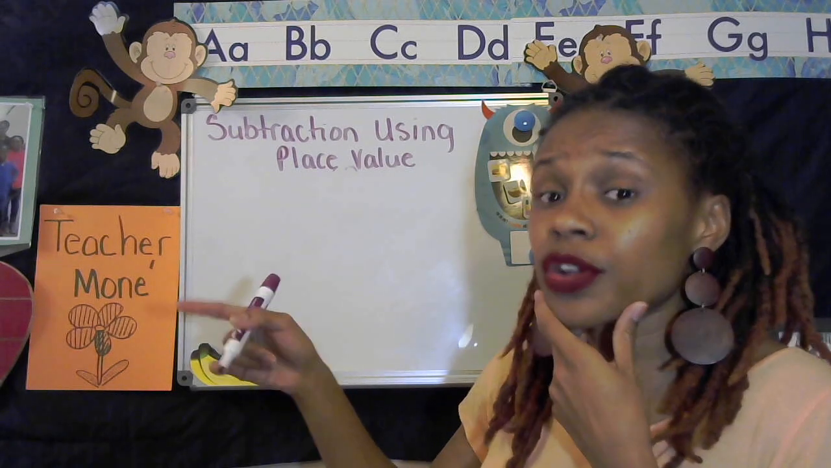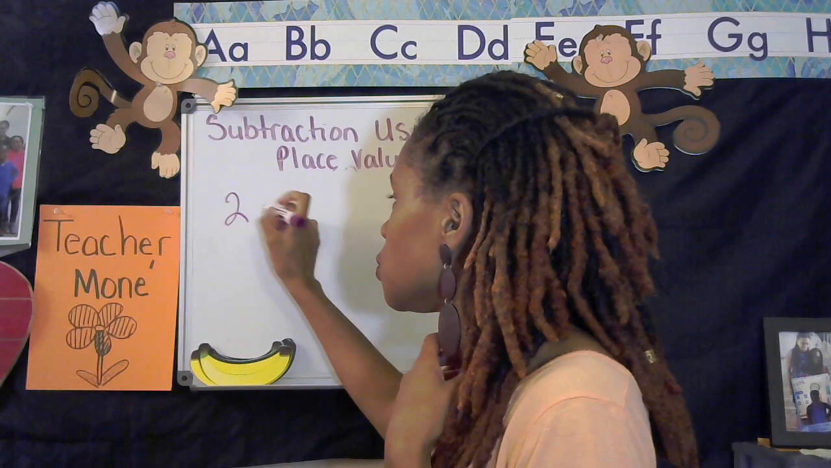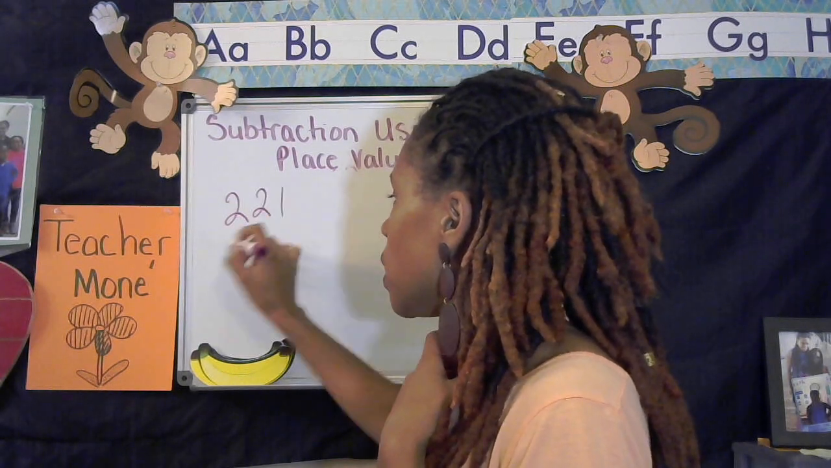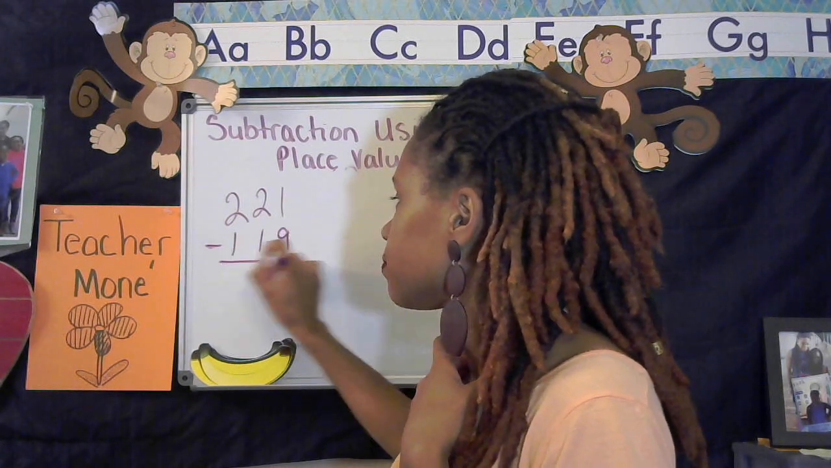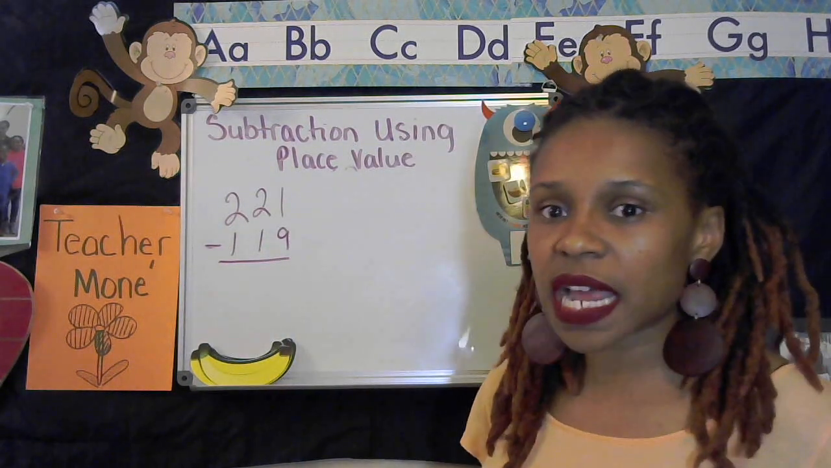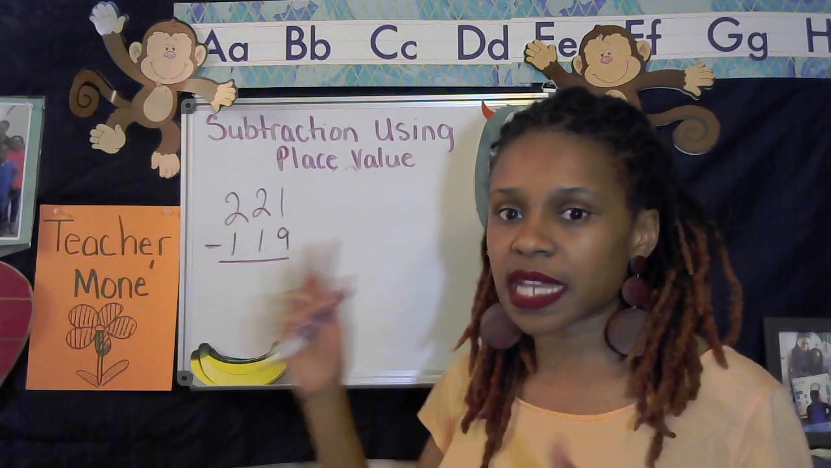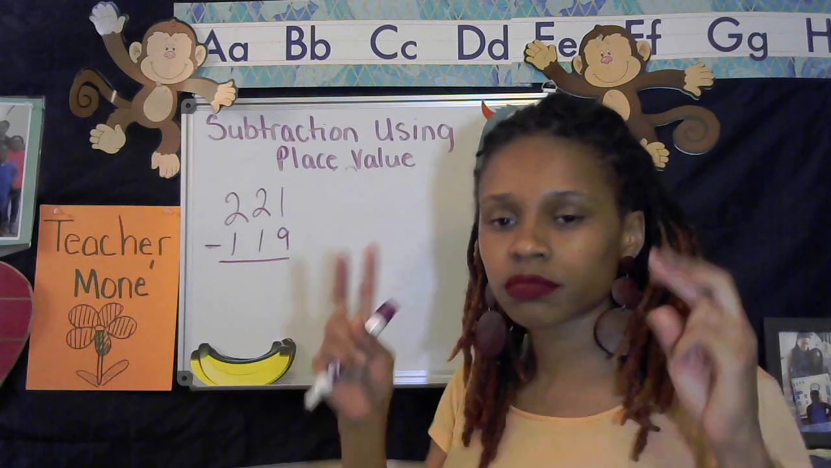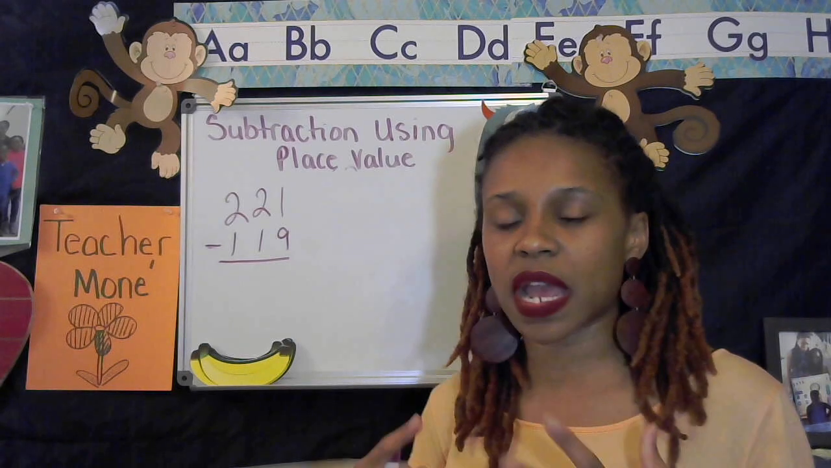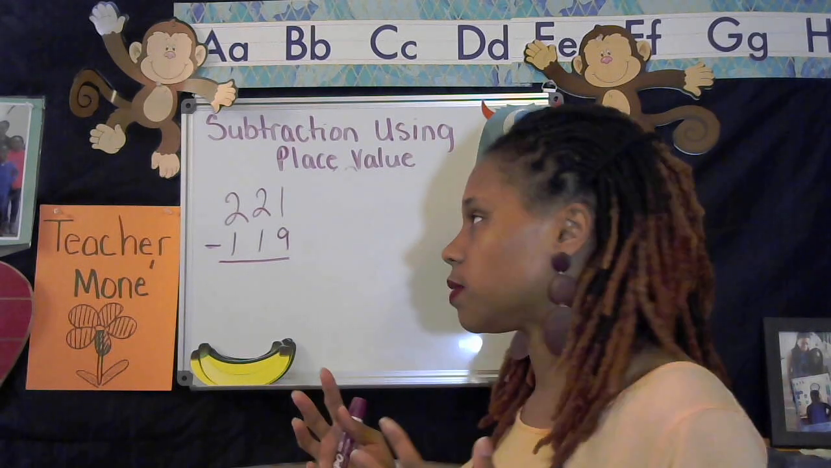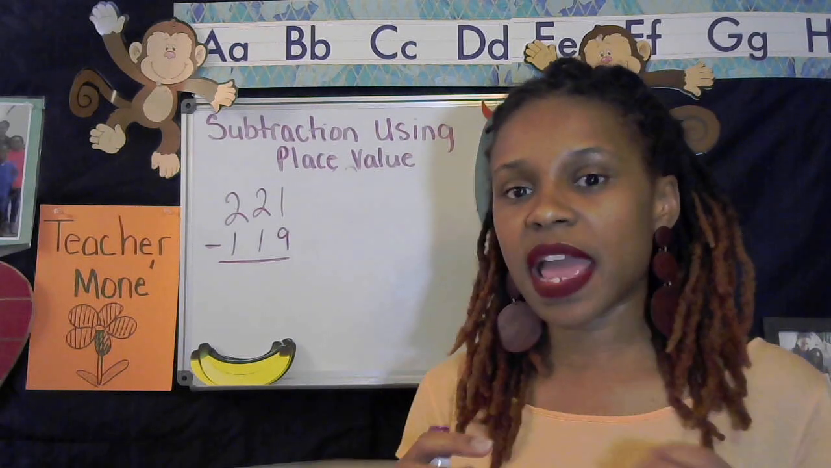In 3rd grade, they work a lot with 3-digit numbers. So I'll do something like 221 minus 119. Okay? And the reason I chose these numbers is because you have to regroup. And when I say regroup, that means you have to borrow or things like that. Okay? That's what regrouping is. You have to regroup in order to solve this problem. And that's where our kids come into challenges when they have to regroup.